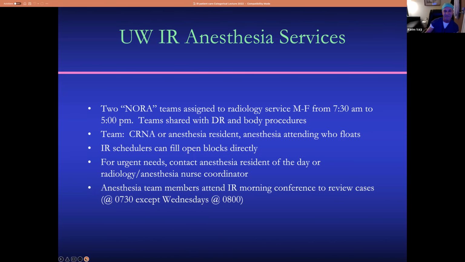Logistically, we've got 2 teams that work in radiology, basically working hours, weekdays. We do share them with DR and body procedures, so we don't have them to ourselves. The team is a CRNA or a resident or an anesthesia attendant who floats around. Our schedules can fill the blocks, so you can work with them. Also, you can work with Anthony Vega, who's our coordinator for some of that. For urgent needs, you can contact the anesthesia resident of the day or our nurse coordinator. And just to note that these anesthesia teams attend our morning conference, so we talk about all anesthesia cases with them at the beginning of the day.